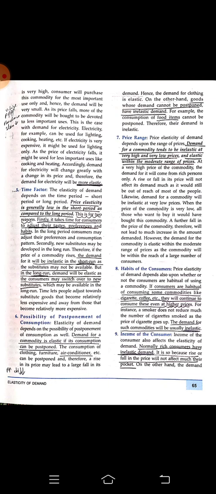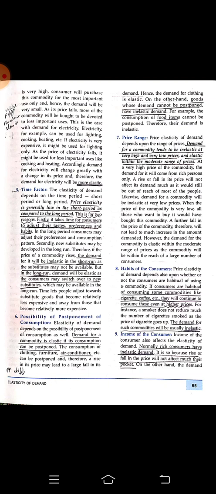Next, we have possibility of postponement of consumption. Demand for a commodity is elastic if its consumption can be postponed, like for example, air conditioning. And goods whose demand cannot be postponed have inelastic demand. No matter if the price is increasing or decreasing, like food, we have to consume it, so we cannot postpone it, so we have inelastic demand.